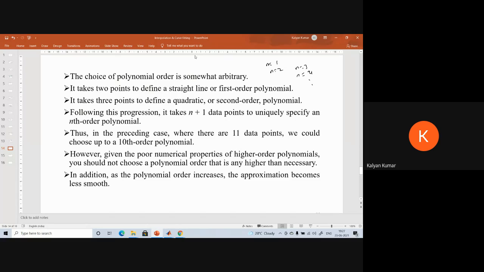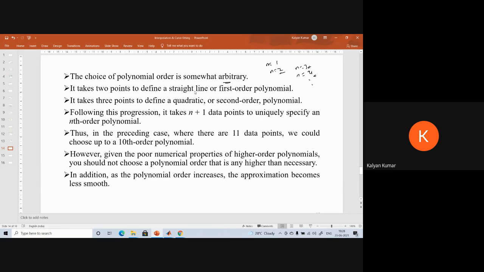So what is the limit? How to choose the order? Whether I have to represent the relationship using a quadratic, that is second order equation, or third order equation or fourth order equation, like that, what is the maximum order that we can choose? So let's see how to choose the value of polynomial. The choice of polynomial is arbitrary.